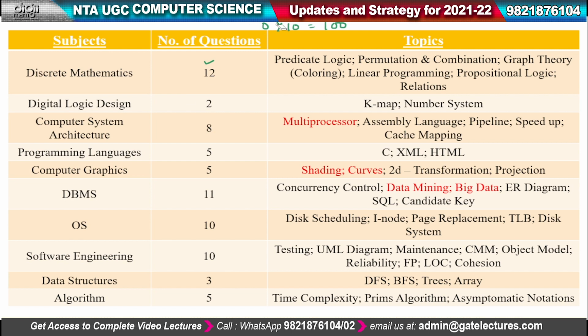So if you see here, from discrete mathematics they gave 12 questions. Okay, and what were the topics? If you see, predicate and propositional logic. Okay, cool. Predicate, propositional logic, first-order logic, correct.